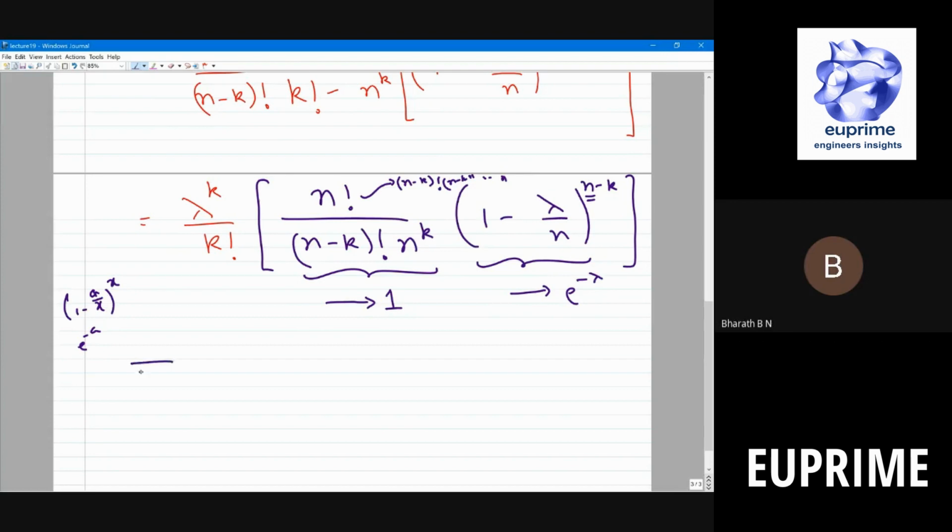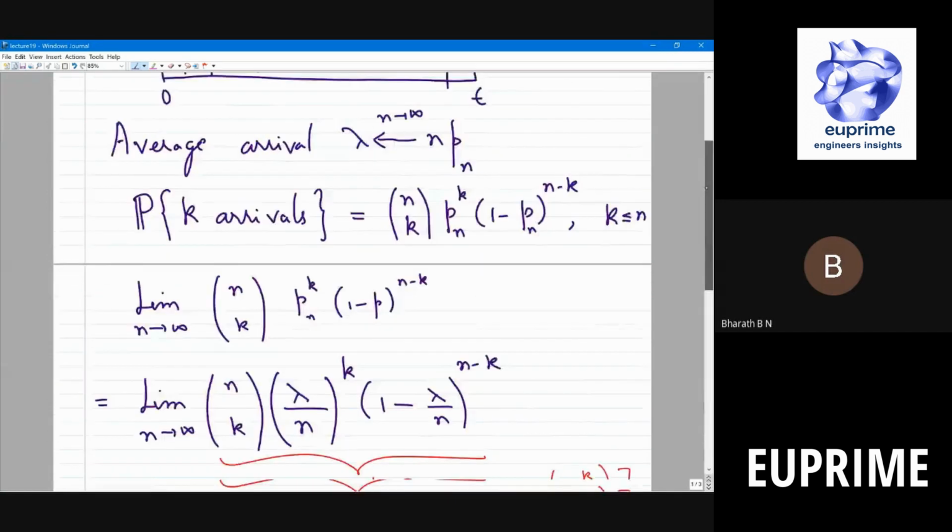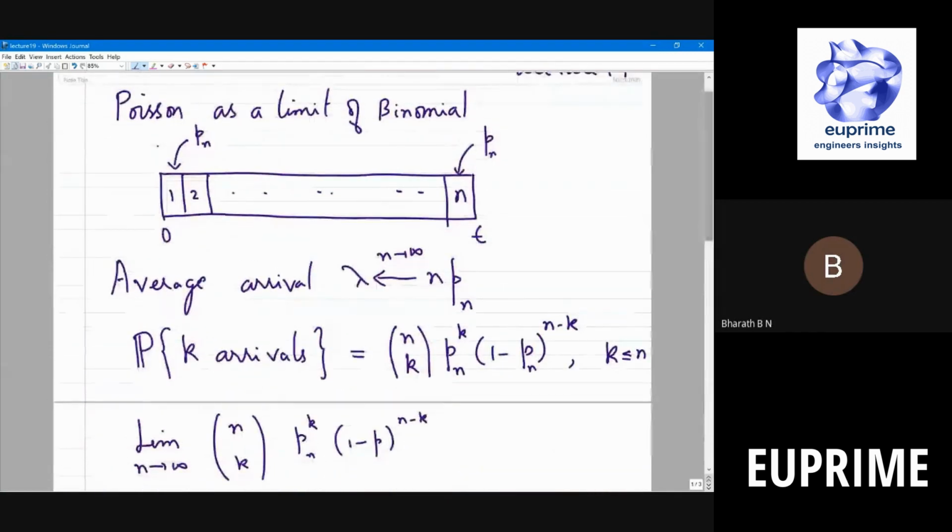So this implies that the limit as n goes to infinity, such that Pn times n goes to lambda, the probability of k arrivals is e power minus lambda, lambda power k over k factorial. This is Poisson. Now, if you look at this, we haven't taken time into account, right?